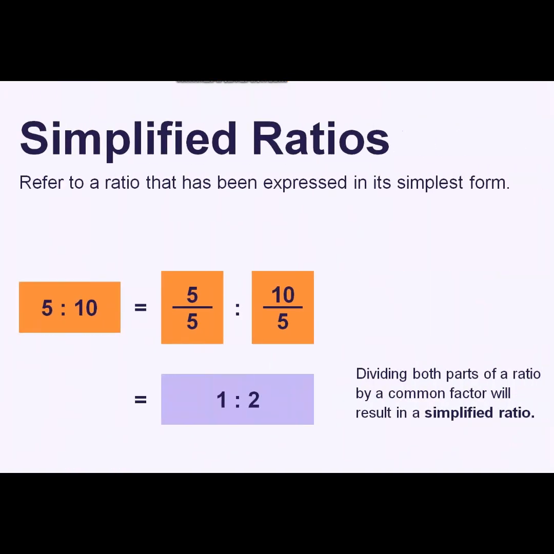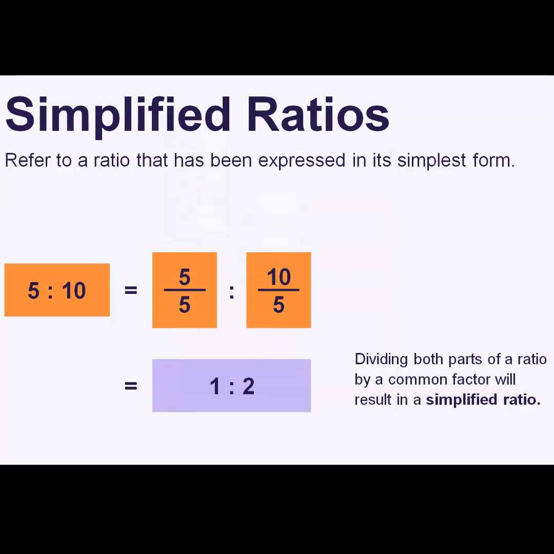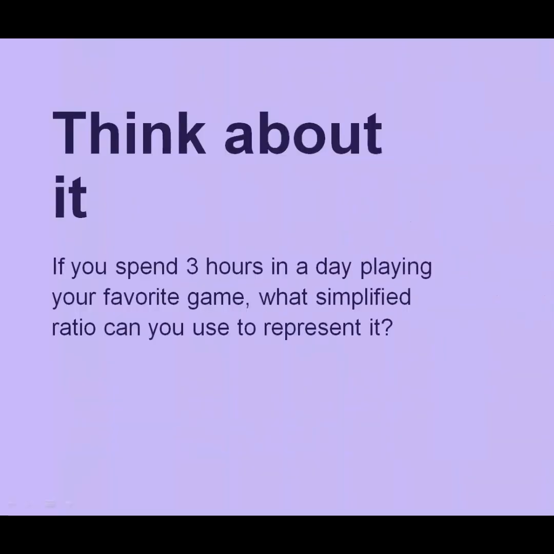Now the simplified ratios. It refers to a ratio that is expressed in its simplest form. So here is the given ratio. If we divide both parts by 5, 5 ones are 5, 5 twos are 10. So dividing both parts of a ratio by a common factor, here 5 is the common factor, will result in a simplified ratio.